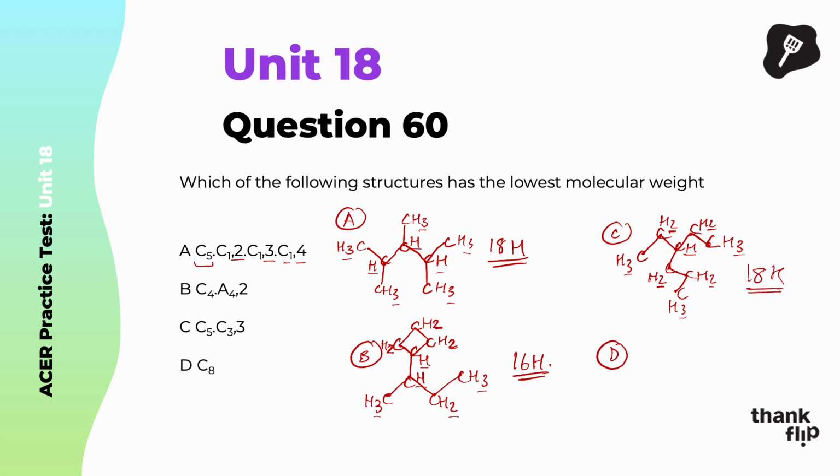Then looking at answer option D, we just have 1, 2, 3, 4, 5, 6, 7, 8. So we have H3, then we have H2s along here. So we're going to get 6 plus 1, 2, 3, 4, 5, 6 times 2, which is 12. So you're going to get 18 H's here. Then the lowest out of these options is B, because it has the lowest number of hydrogens and they have the same number of carbons. So that's not going to contribute to the molecular weight. What's going to make the difference is the number of hydrogens.